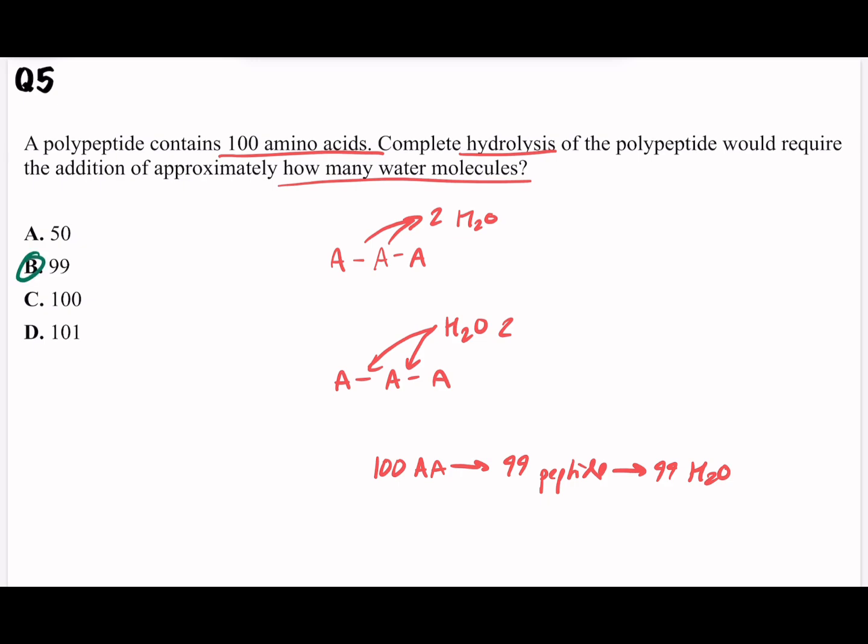One quick tip I have for questions like this: if you're given a polypeptide with X amino acids, the number of waters you're going to need either to create that polypeptide or, like in this case, to destroy it is always just one less than the number of amino acids. That's a quick tip. It can really save you a lot of time on the MCAT, which always will be helpful.